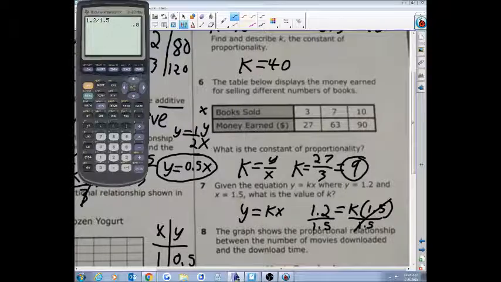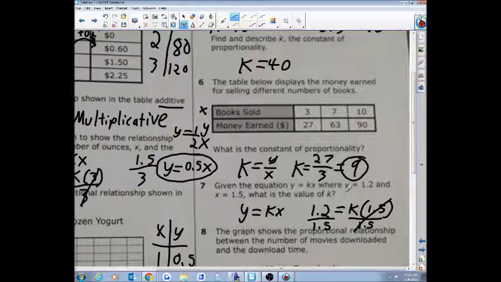So the value of k is k equals 0.8. Now notice I also could have used this formula and I would have gotten the same thing. When y is 1.2, x is 1.5. So this formula is essentially the same thing as this formula.